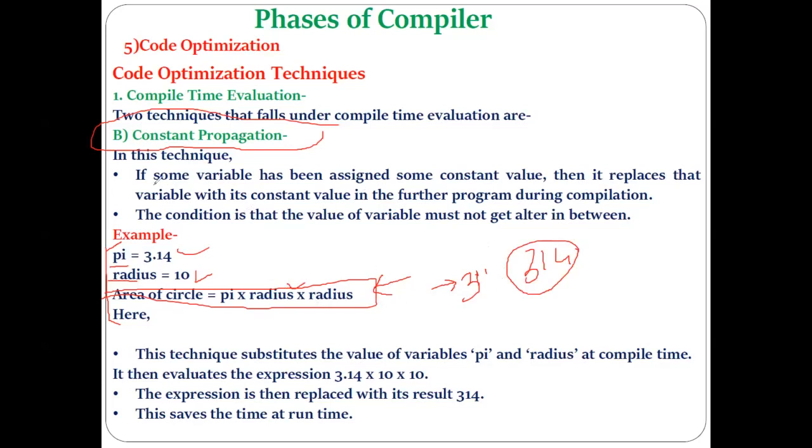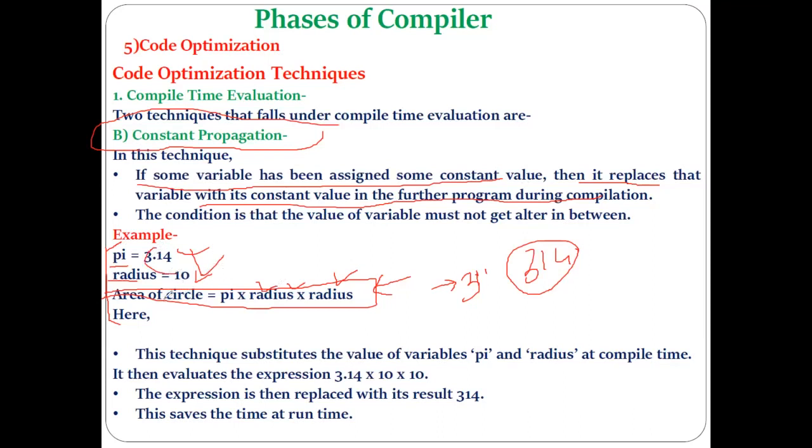Understood? So the same thing I have mentioned here, and this is called constant propagation. It means you are propagating this constant, using this constant in this formula here only, and doing the evaluation during compile time. If some variable has been assigned a constant value, then it replaces that variable with its constant value in the further program during compilation. So if there is a pi variable and a radius variable having constant values, you can replace these variables in this formula with these constant values.